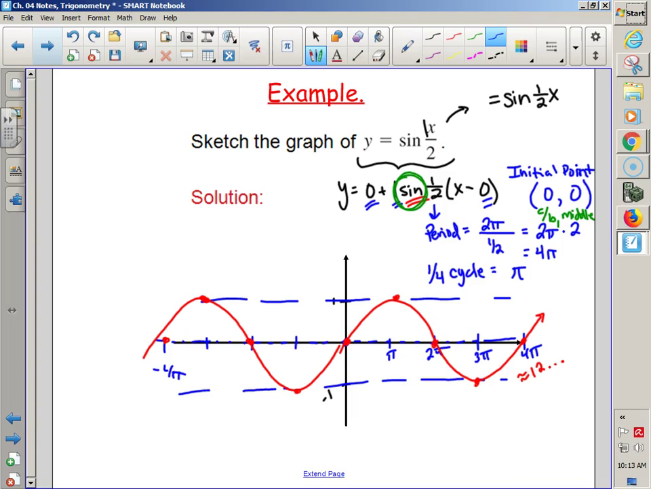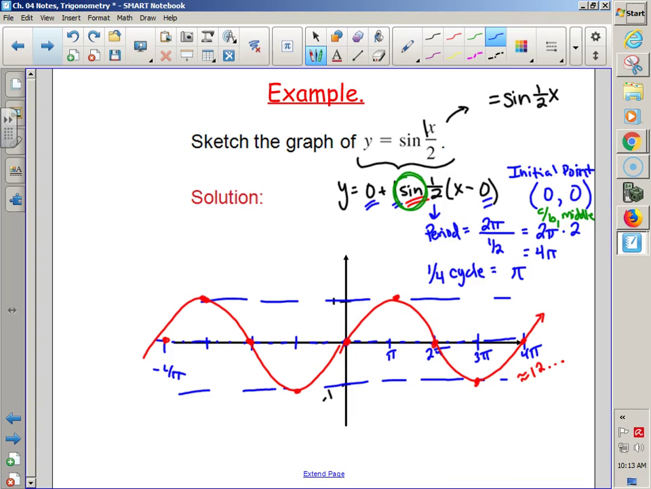Now, the next one's going to be a little bit less hard. In my head, it's a little less hard, but in some ways, it's actually a little bit harder. So the next problem that we have has way more transformations. This one only had a horizontal stretch by a factor of 2. Do you guys see it?